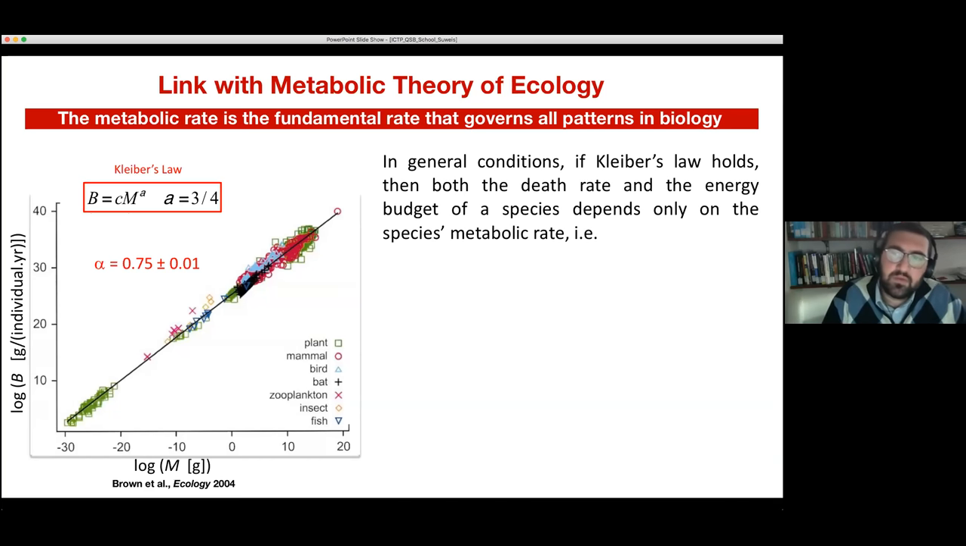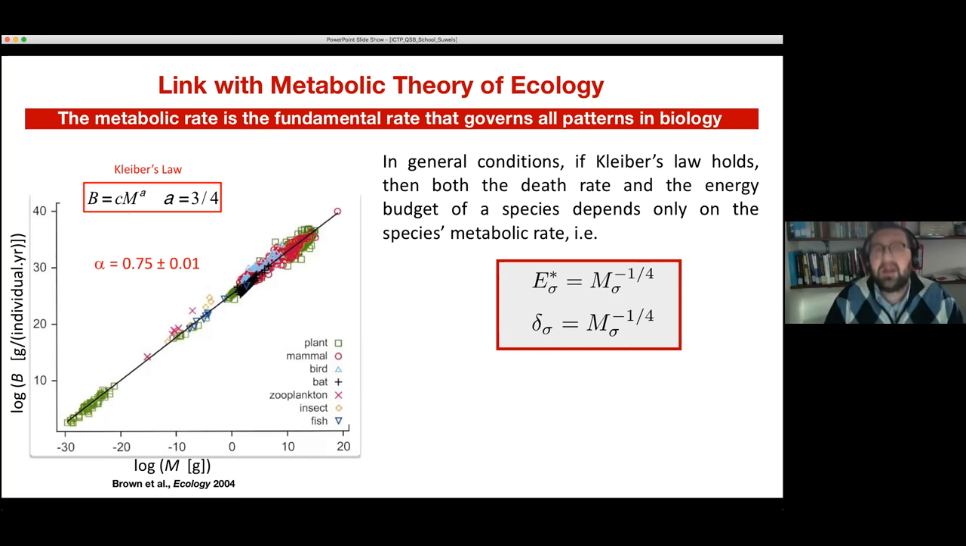So if we assume that Kleiber's law holds, then in the biophysics of our model, we have different rates: one given by the death rate, another by the adaptation velocity, another by the rate of metabolic production. All these rates will depend on the Kleiber law, and so finally on the mass of the species. It can be shown that if we assume that the metabolic theory of ecology holds, then both the total energy budget and the death rate scale as the biomass to the minus 1/4.